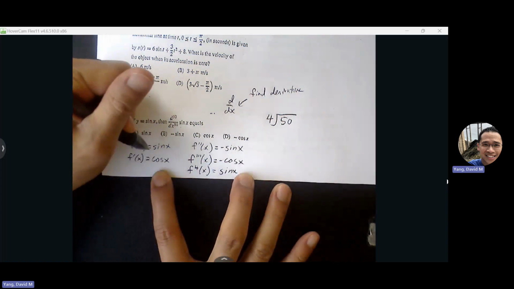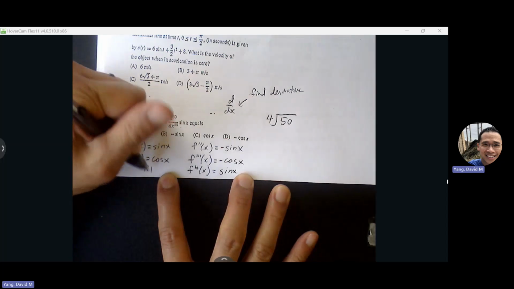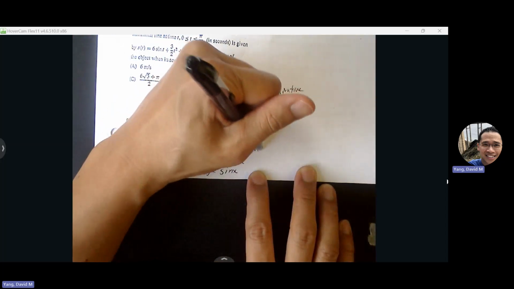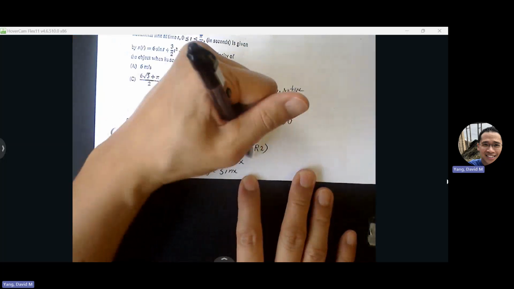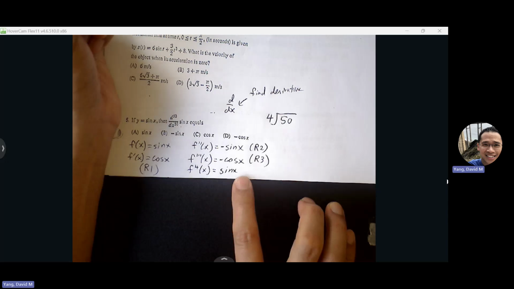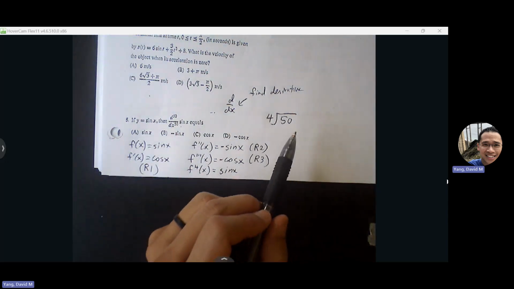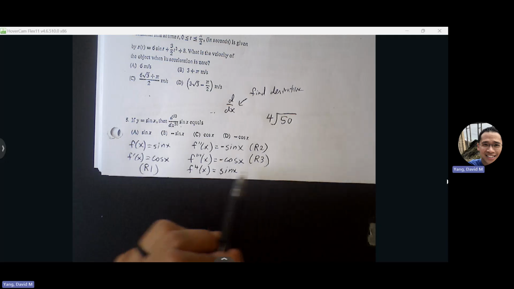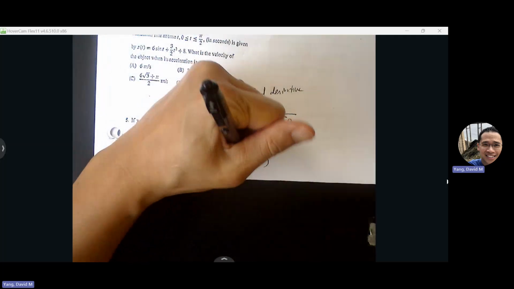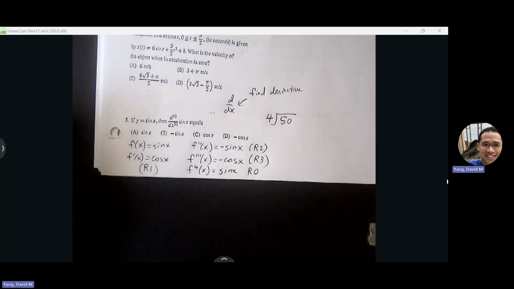So if it's remainder 1, it'll land on cosine. If it's remainder 2, it'll land on negative sine. If it's remainder 3, it'll land on negative cosine. And there's no remainder 4, because that means the number is divisible by 4. So remainder 0 would be just the original function, sine, because it's completed all of the cycles.